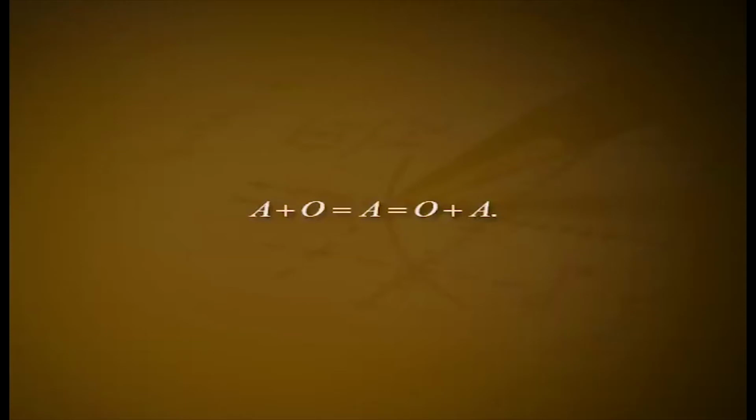Existence of identity. There exists the zero matrix 0 of the same order as that of A, such that A plus 0 is equal to A is equal to 0 plus A. Existence of inverse. If A be a given matrix, then there exists a matrix minus A, the additive inverse of A, such that A plus minus A is equal to 0 is equal to minus A plus A, where 0 is the zero matrix of the same order as that of A.